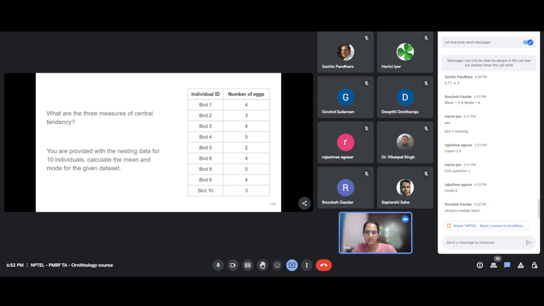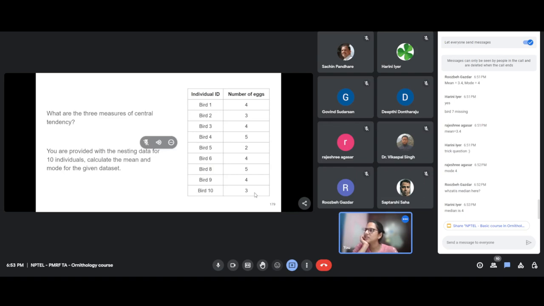yeah, Sachin's answers are right. It is not divided by 10, it is divided by 9. Yeah, correct. Right, and the mode is very easy to figure out from this observation. You just have to see, so you can categorize them. So number of individuals that have laid 2 eggs is equal to 1. Number of individuals that have laid... median is 4, that is correct.